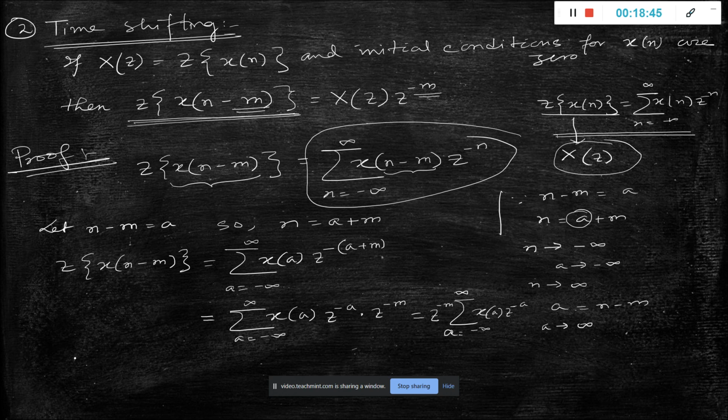So now this z to the power minus m into this term can be denoted by x of z. So into x of z. So hence it is proved that this much is equal to that much. Okay, so now this is the time shifting property.